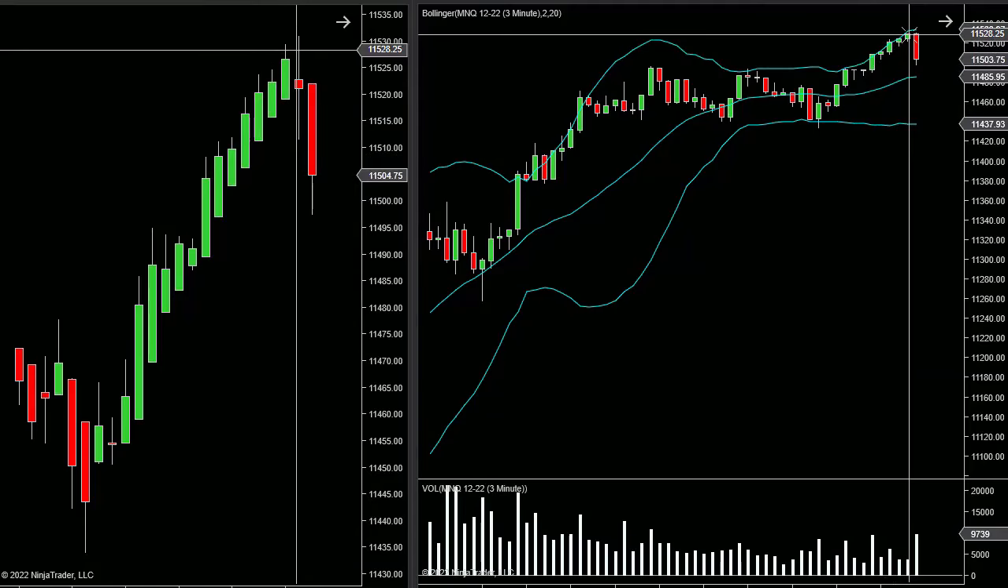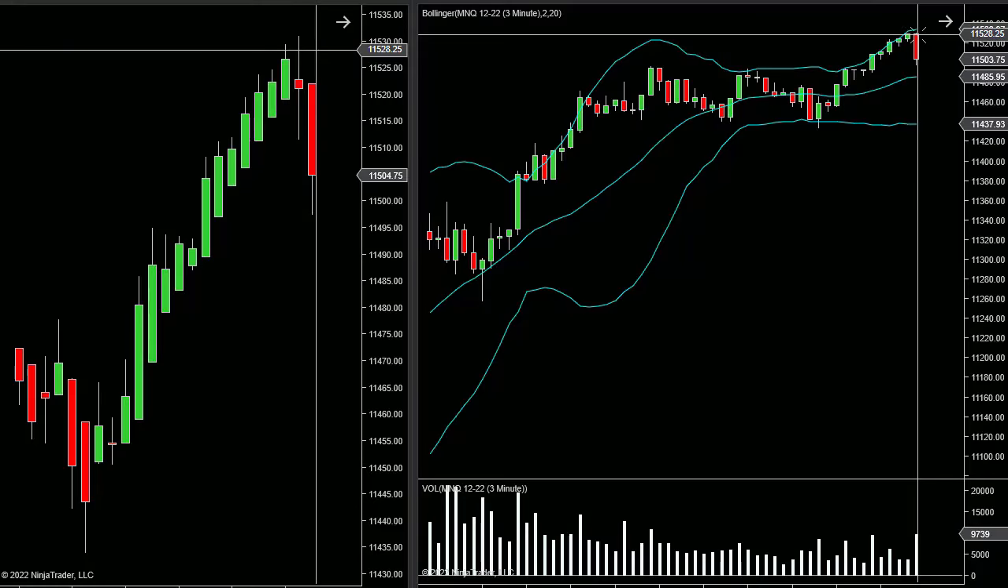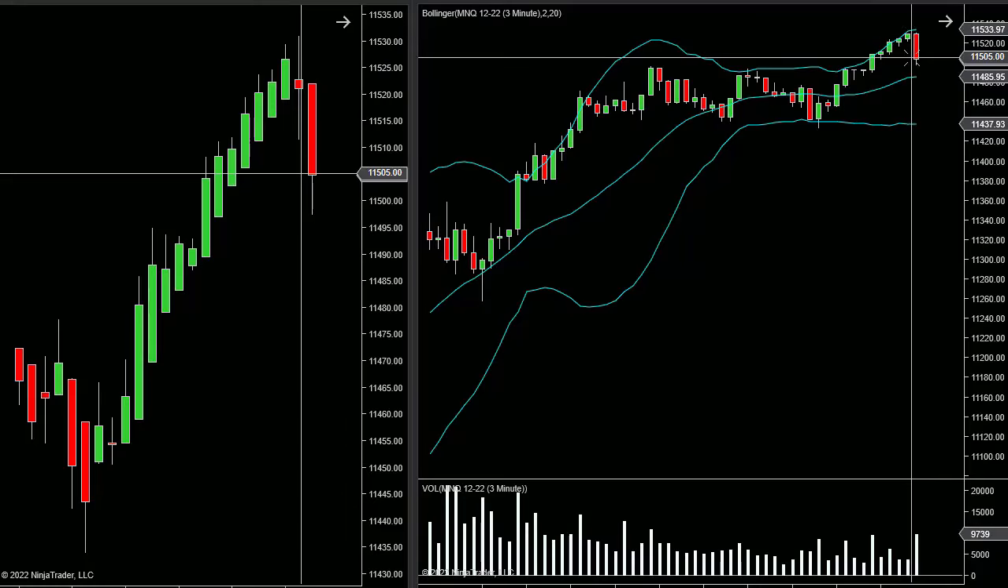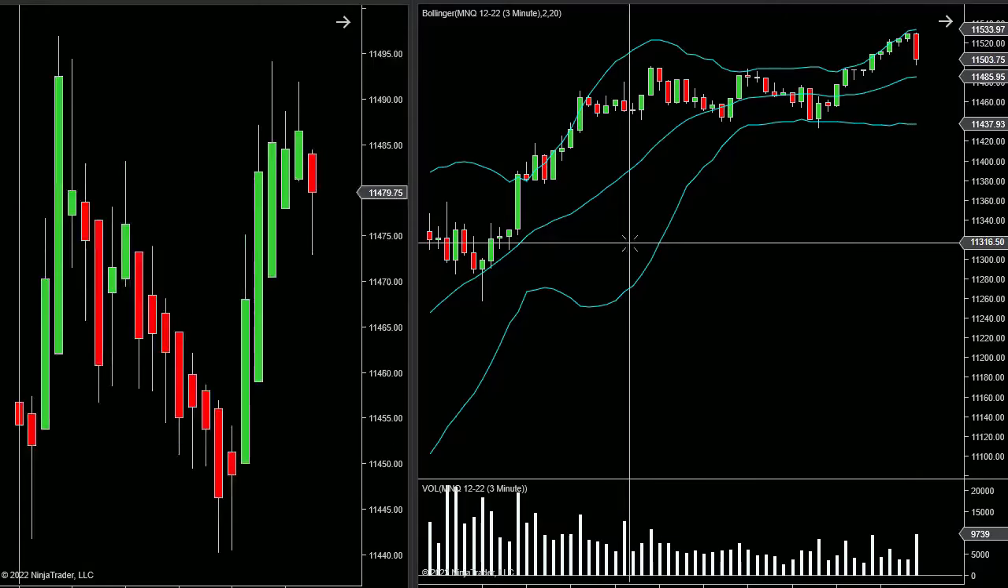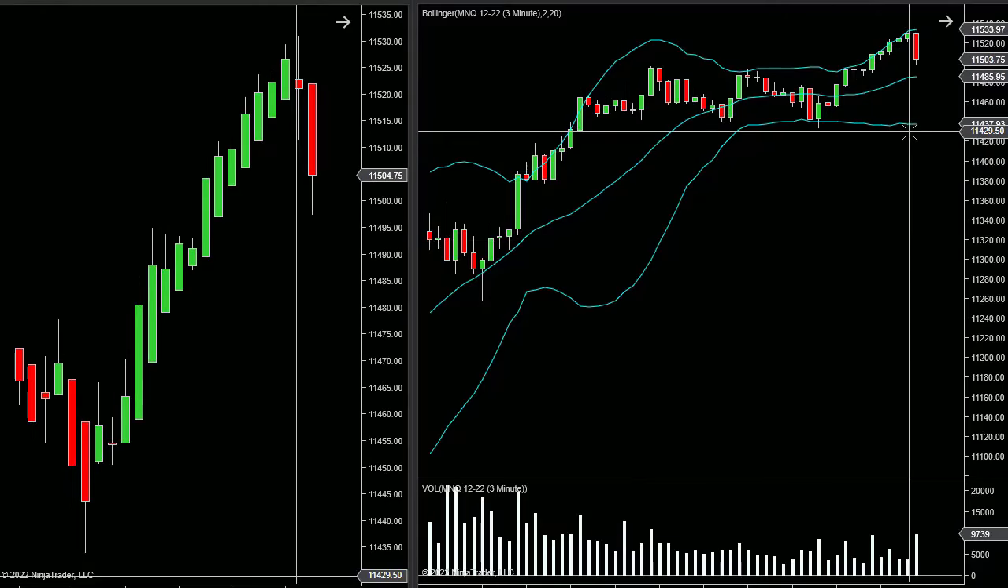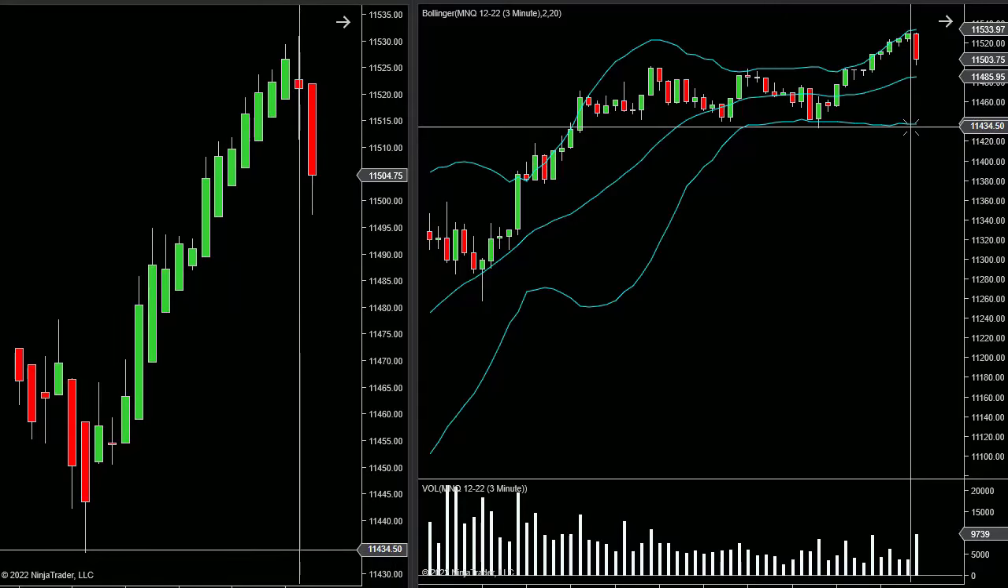And before we get to the full red bar, I'm going to stop my crosshairs right there. Try to stop my crosshairs right there. So let me do it there. Okay. So that's pretty good. There, nailed it. So now you see where my crosshairs are on the chart on the left.